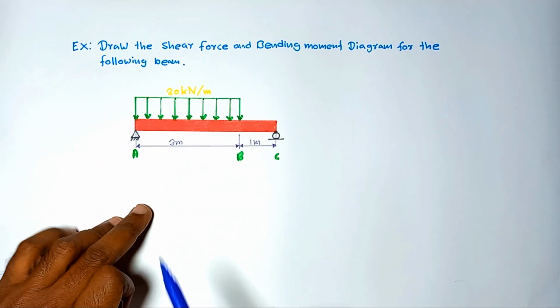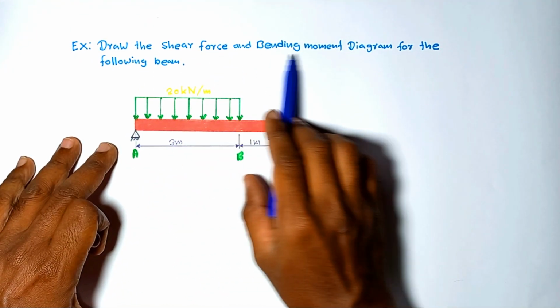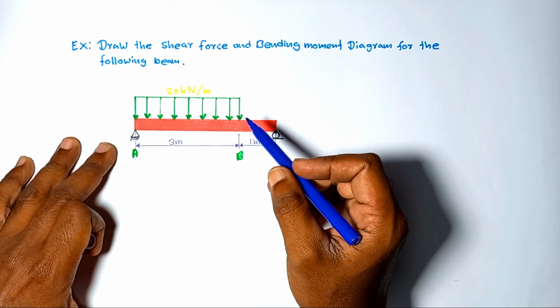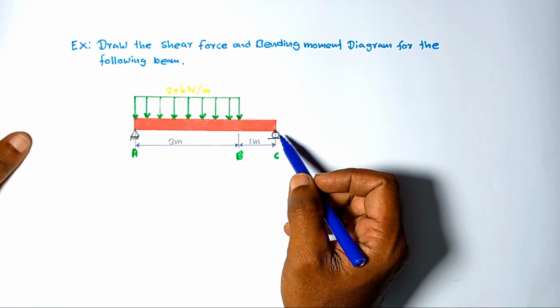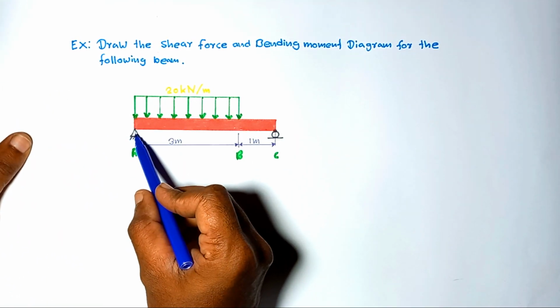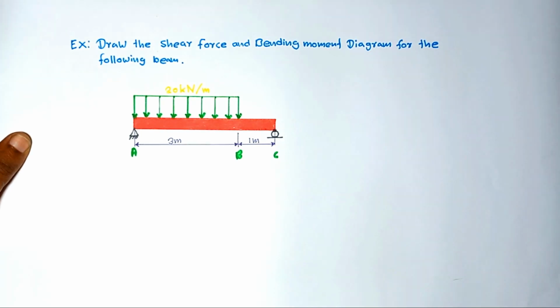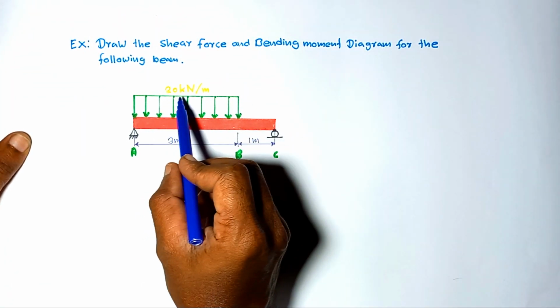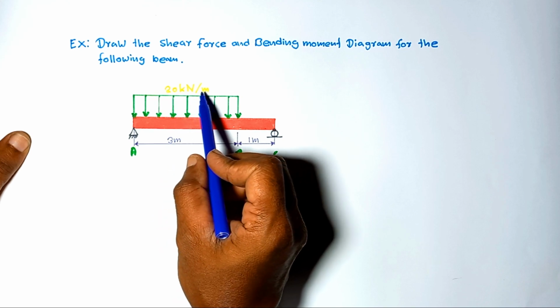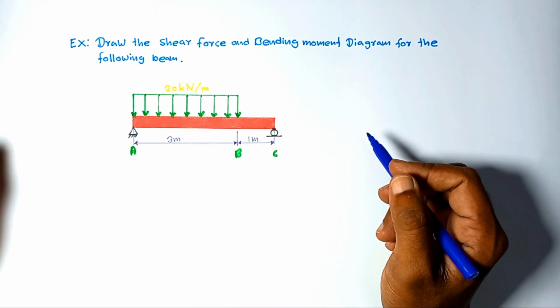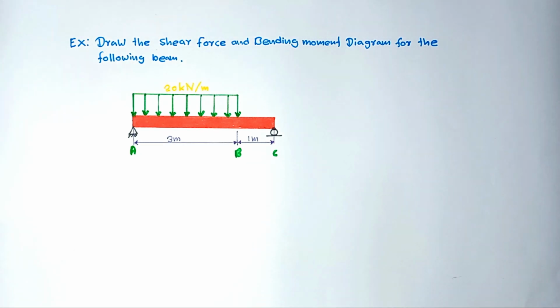In this problem, draw the shear force and bending moment diagram for the following beam. Here, this is the beam. Here you can see the pin supported at the A end, and at the C end, a rolling support. Here the distributed load, the 20 kilonewton per meter load, is acting. The uniformly distributed load.